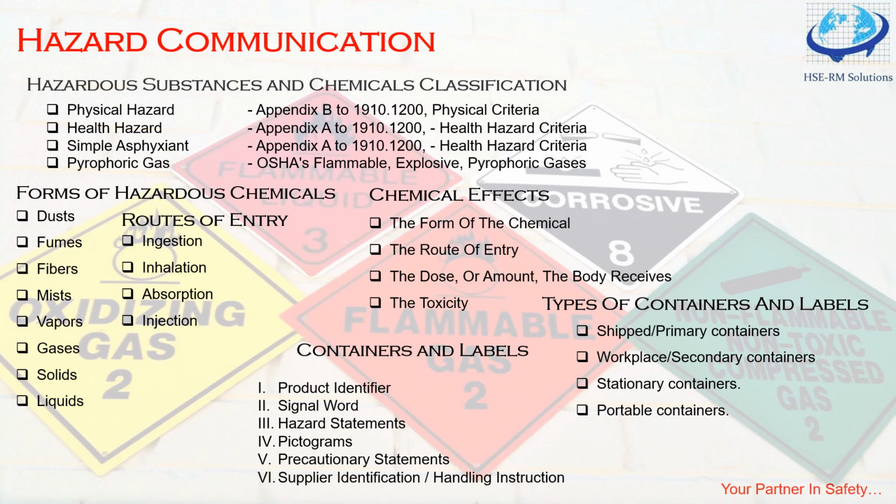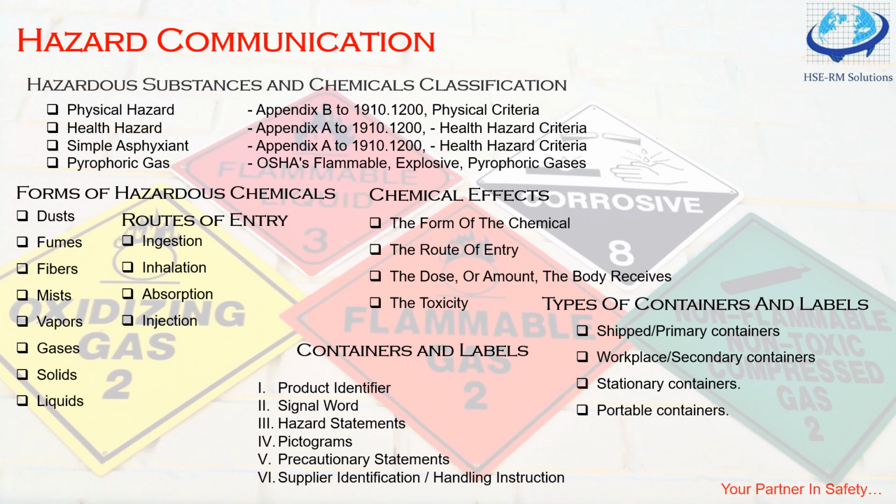The criteria for determining whether a chemical is classified as a physical hazard are detailed in Appendix B to 1910.1200, that is, the physical criteria. These are OSHA standards, so you can refer to those standards and get more information on this. So this is how it is classified.